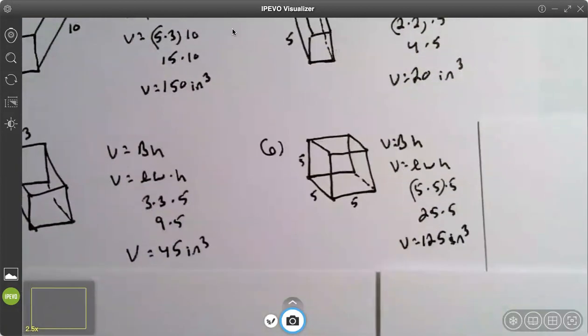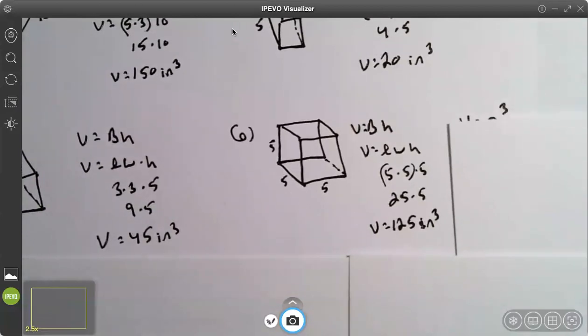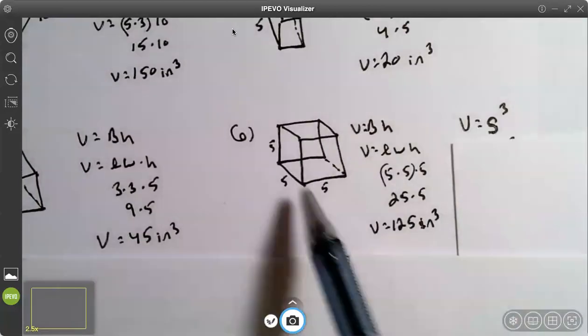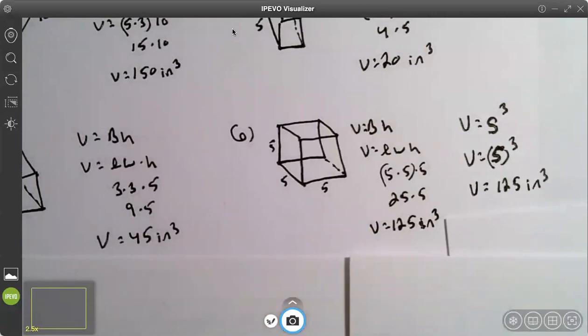You can use the same formula for a rectangular prism and a cube, but there's also a second formula for a cube. The volume of a cube is a side cubed. All edges on this cube, all 12 edges, all measure 5. So you can just take one of those edges or one of those sides and cube it. 5 times 5 times 5, or 5 cubed, is 125 cubic units.